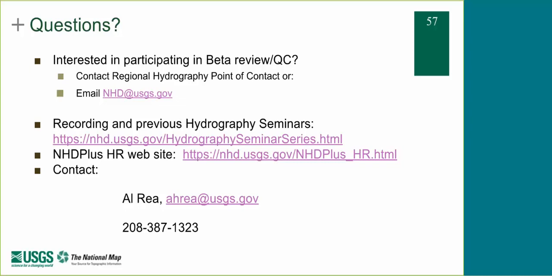I just want to reiterate, if you are interested in helping us with the beta review and QC, and you already know your regional POC for hydrography, you can go ahead and contact them directly, or just email nhd@usgs.gov and we'll get it forwarded to the correct people. Let us know in that email what areas in particular you're interested in doing the review on.